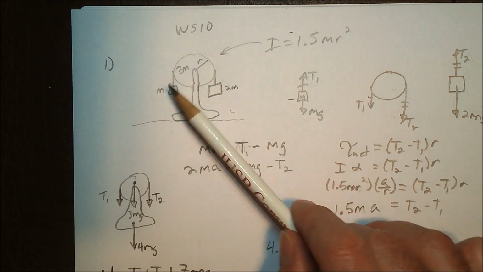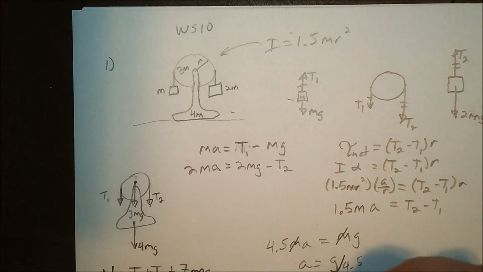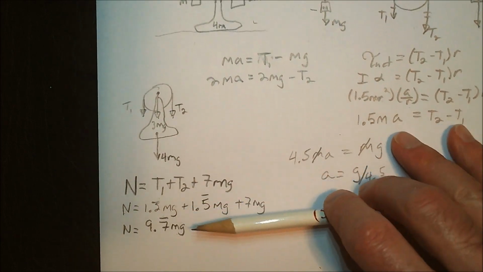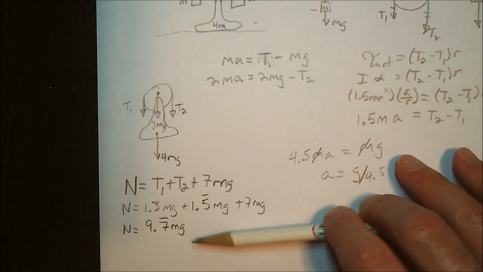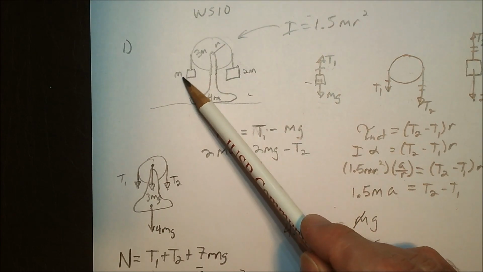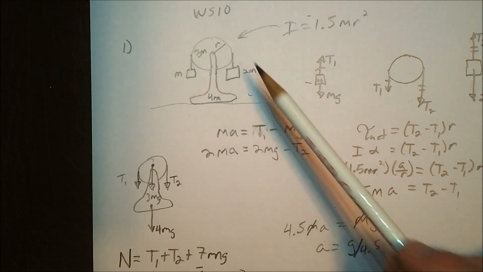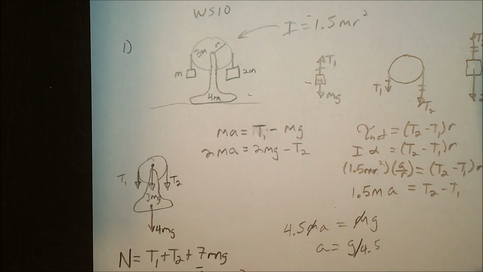So if you were just holding this, keeping this from spinning, the normal force would actually be larger than the 9.7 repeating. It would actually be 10 mg. But by the fact that this is accelerating upward and this accelerates downward, that decreases that normal force. Okay.